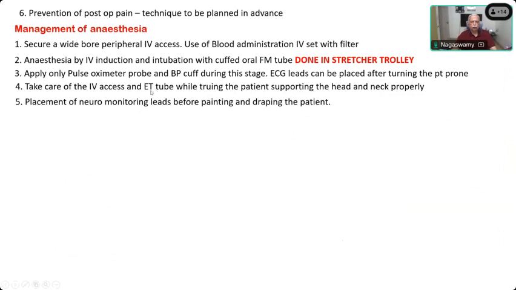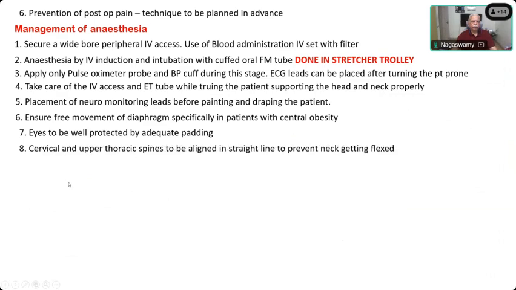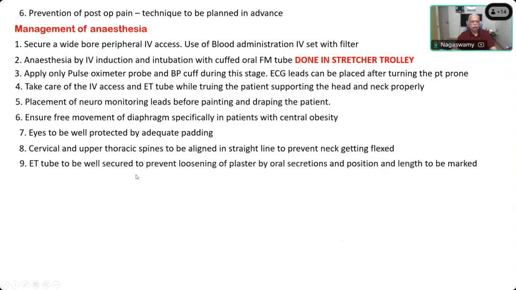Place no neuromonitoring leads before painting and draping. Ensure free movement of the diaphragm, specifically in patients with central obesity. Eyes to be well protected by adequate padding. Cervical and upper thoracic spines to be aligned in a straight line to prevent the neck getting flexed and the tube kinking. And the ET tube well secured to prevent loosening of the plaster by oral secretions.